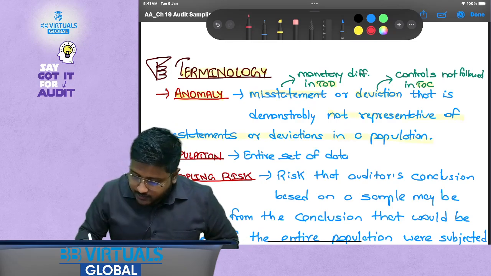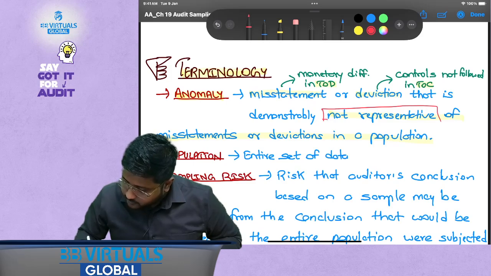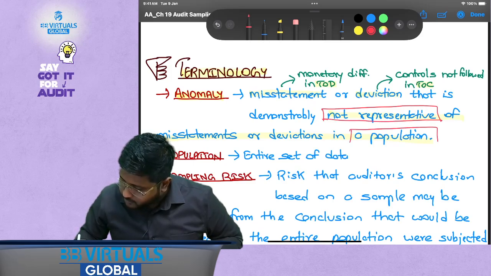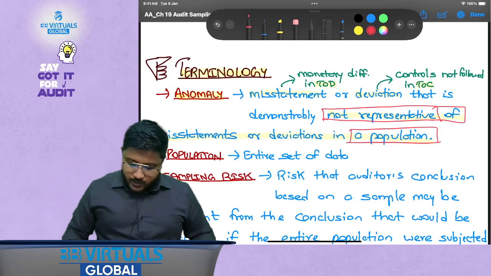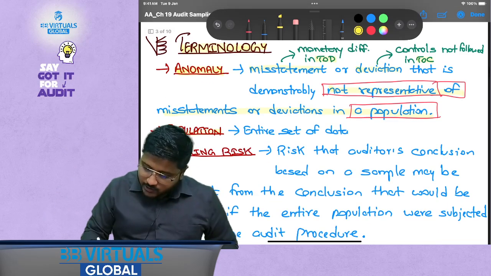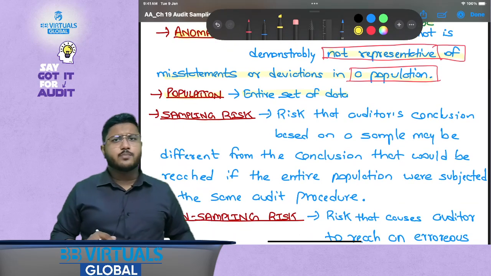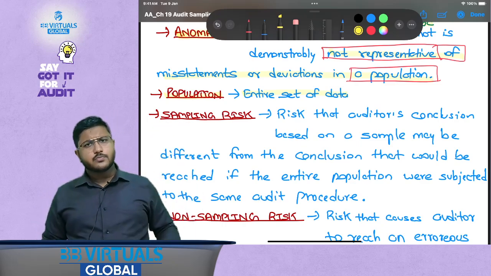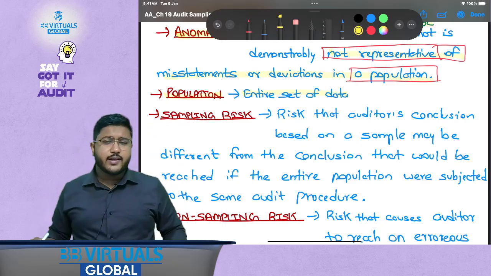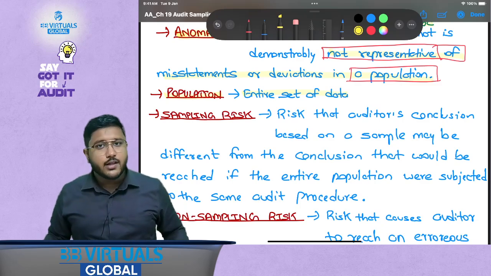Okay, so that is demonstrably not representative of the misstatements or deviations in the population. So the keywords here are not representative of the population, that is known as anomaly. Then when I say population, population means the entire set of data. So for example, if I have 100 items, and I have taken out 2 items as samples, then that 100 would be called the population.